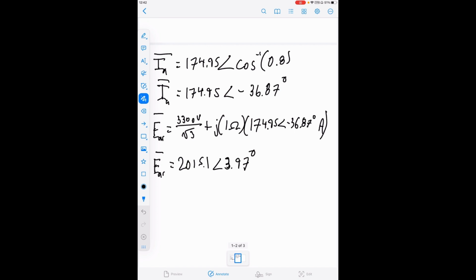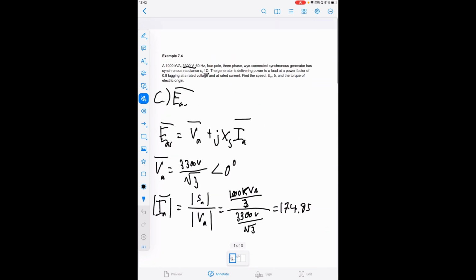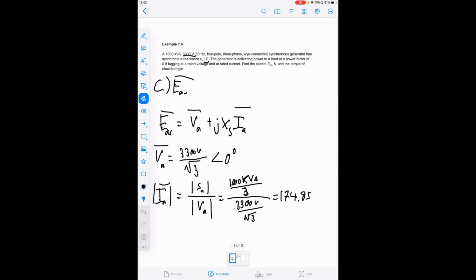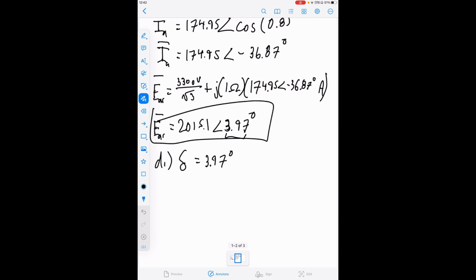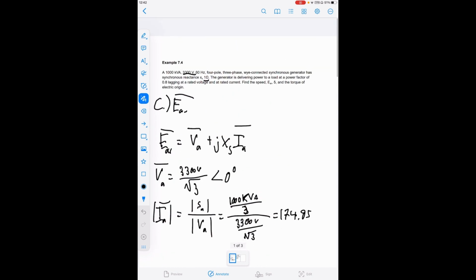And then the last thing the question asks for is delta, or the torque angle, and that will actually just be this angle right here. So the torque angle is just going to be equal to 3.97 degrees, and that is 7.4.